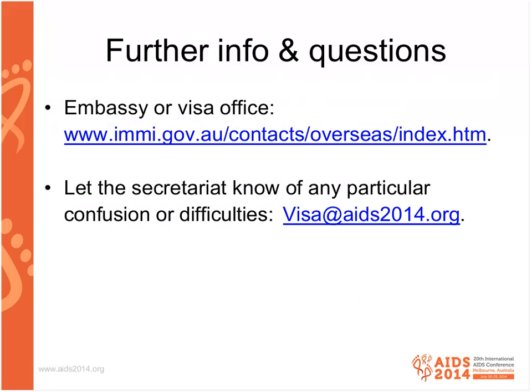Now, there's obviously a lot of information, and it depends on the country where you're from and which visa application you need to process and your individual situation. So what we suggest is that you have a good look at the fact sheets that we've provided. You look at the embassy's website to find out the details for your country, and you can let us know if you have any particular confusion or difficulties by writing to visa@aids2014.org, and I'd be happy to respond to that.